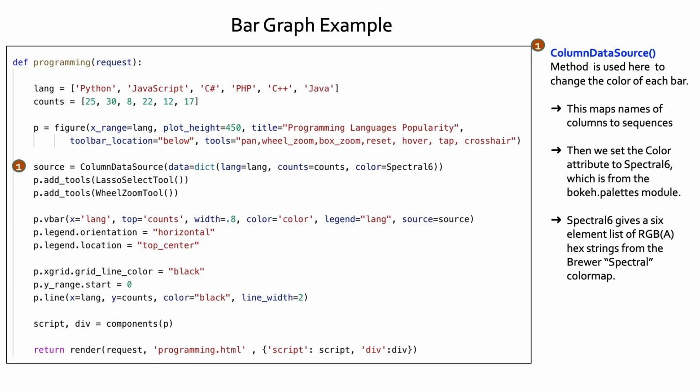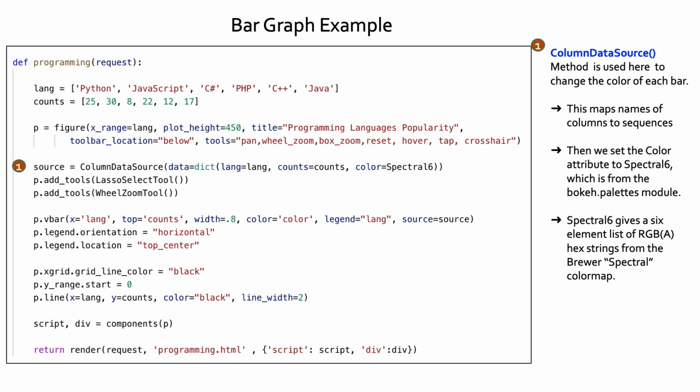Here we'll look at an example of rendering a bar graph. We have a function called programming, and these are some made-up numbers to try to tell us which programming language is more popular. Lang is taking the place of the x-coordinate, so I have a few different programming languages in that list, and then counts are our integers against those particular strings.